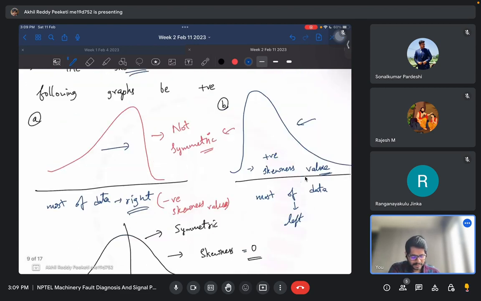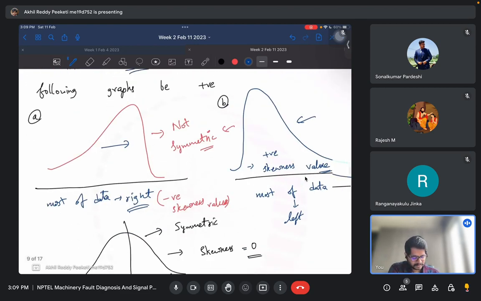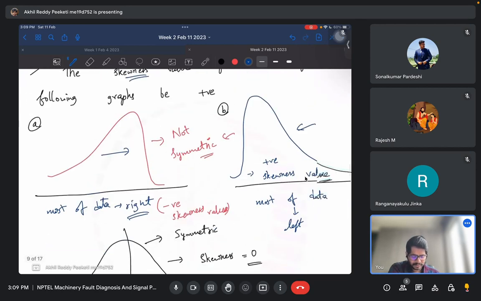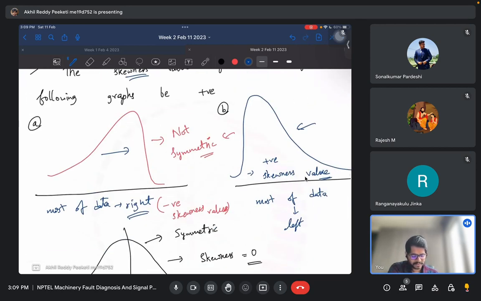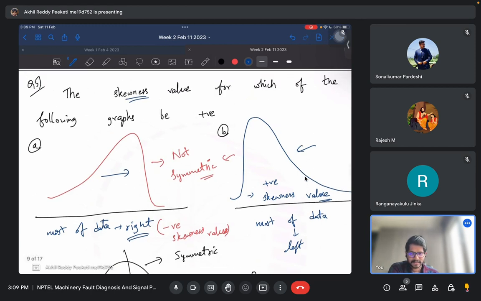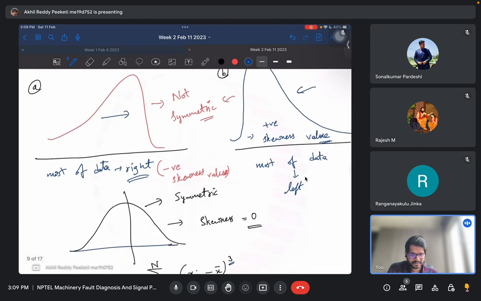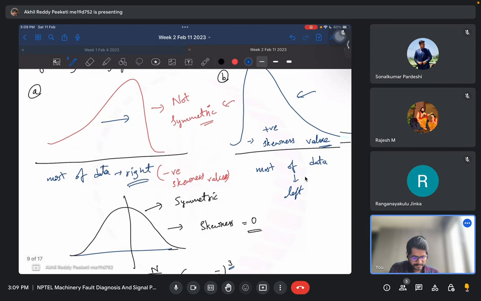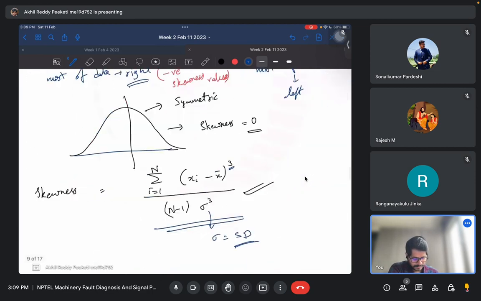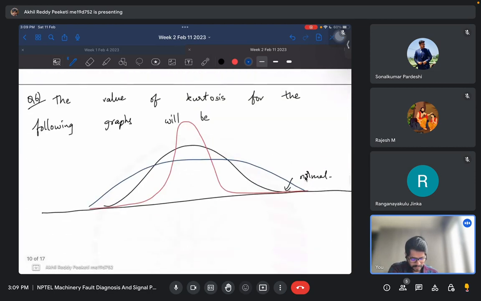Okay. And there is one more thing called kurtosis. So we will see that in the next question. That also tells you something about how the data is. Is this clear about the skewness? So skewness tells you what kind of graph it is, either it is symmetric or asymmetric, and if it is asymmetric, which direction it is asymmetric about. Okay. So next we have kurtosis.